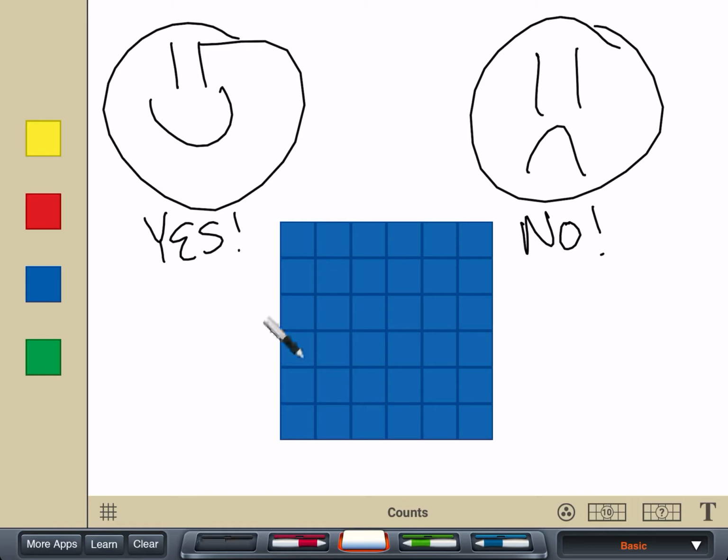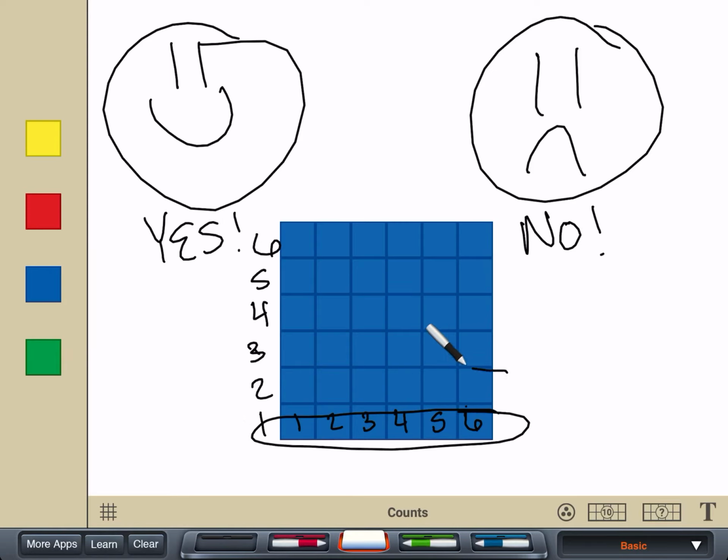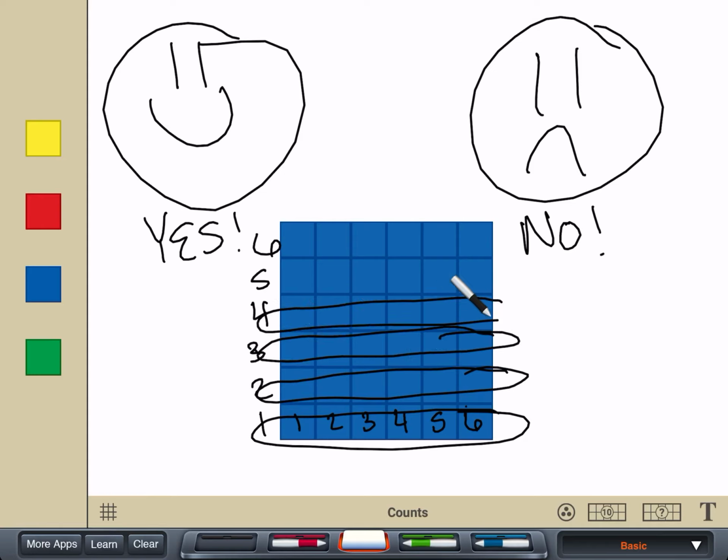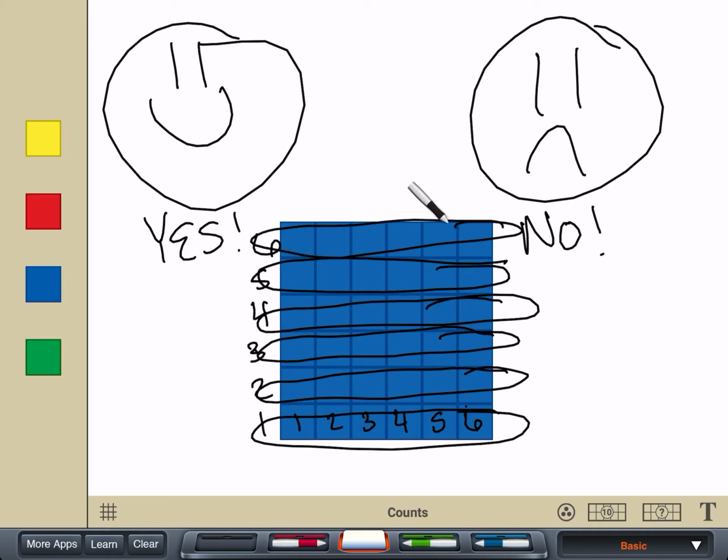All right, let's count. We have 1, 2, 3, 4, 5, 6 across. How many do we have up? 1, 2, 3, 4, 5, 6 up. So it looks like we have 6 sets of 6. Let's just double check. There's 1 set of 6, 2 sets of 6, 3 sets of 6, 4 sets of 6, 5 sets of 6, and 6 sets of 6.